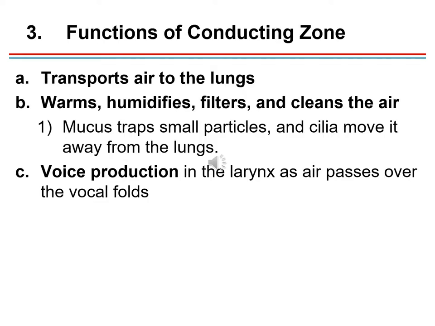Now, what is the function of the conducting zone? It's not only to transport air to the lungs or take waste material from inside the lungs to the atmosphere. It also has the function to warm, humidify, filter, and clean the air before it gets into the alveoli. So we have different areas in that conducting zone that have those functions. But we also have the area for voice production, which is in the larynx. Below the pharynx, we have an enlargement of that tube, where we have the larynx. The air passing through the larynx from the lungs out produces vibration of the vocal cords inside the larynx and produces the voice.